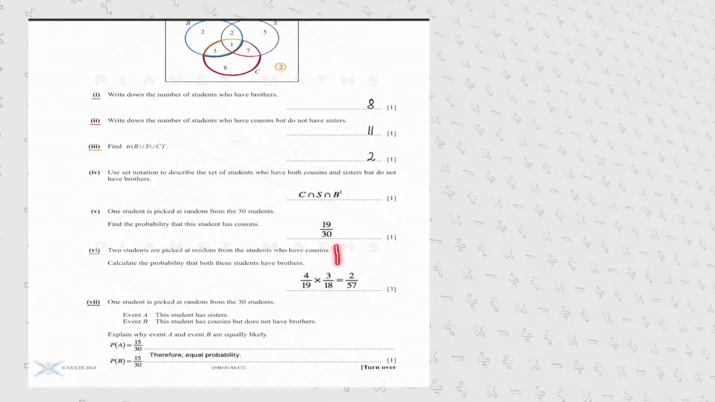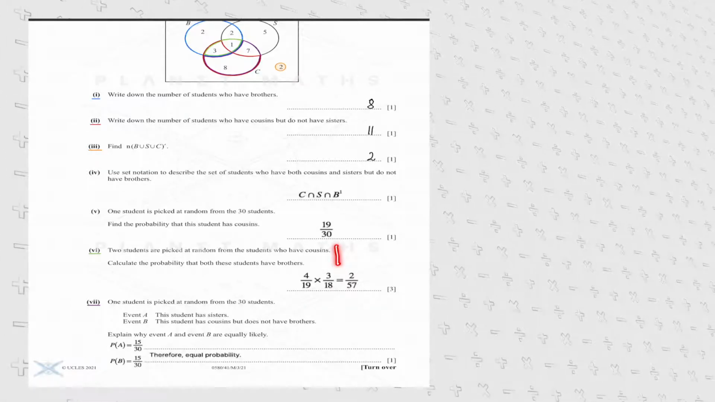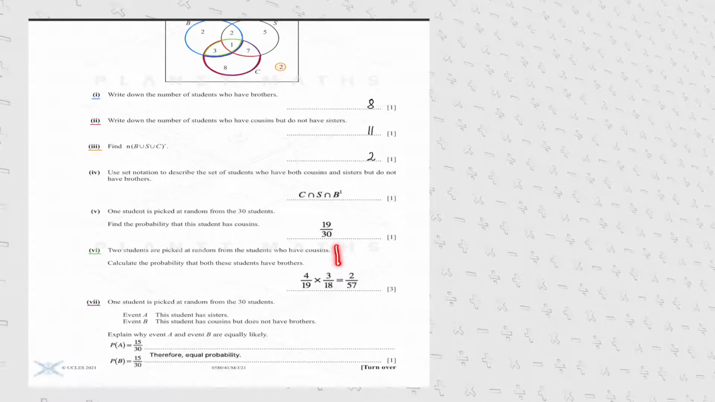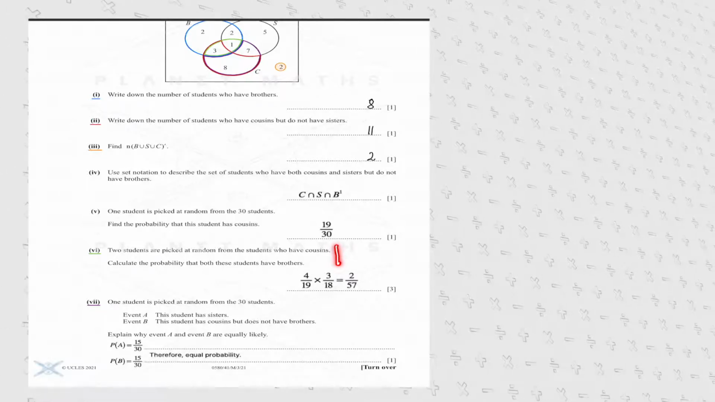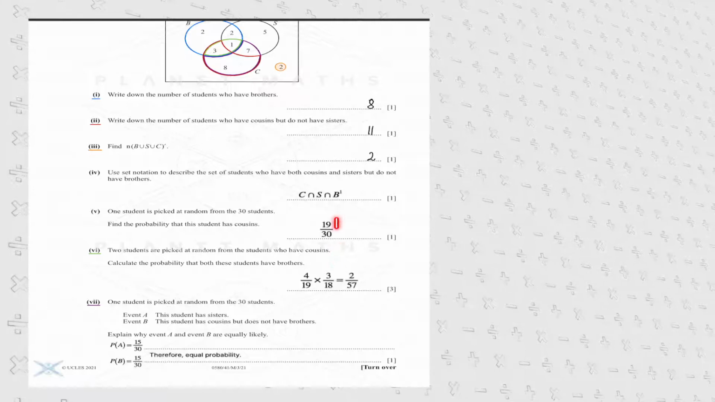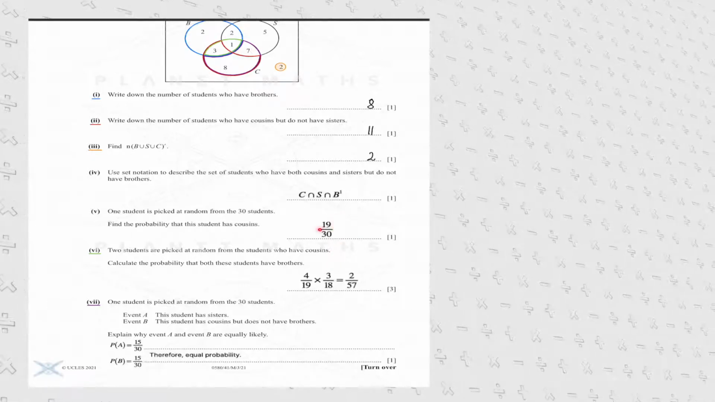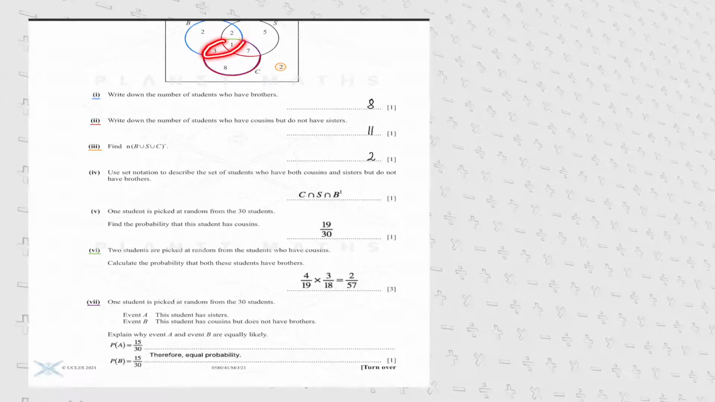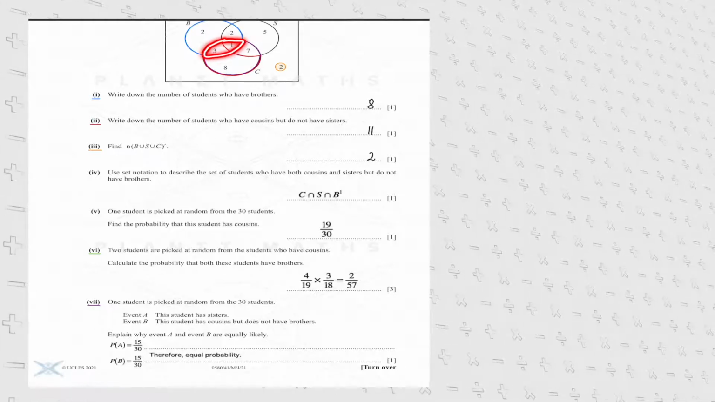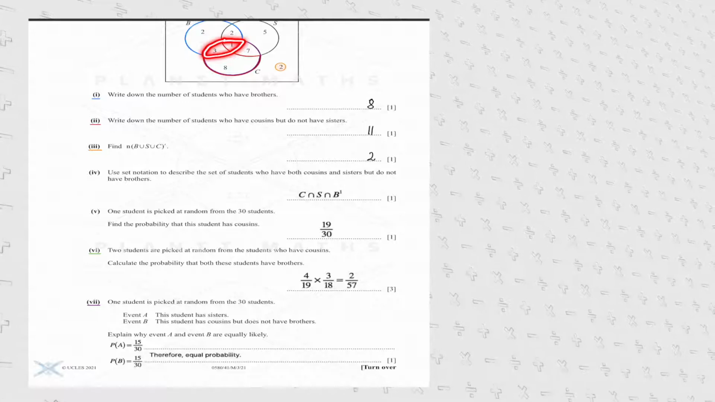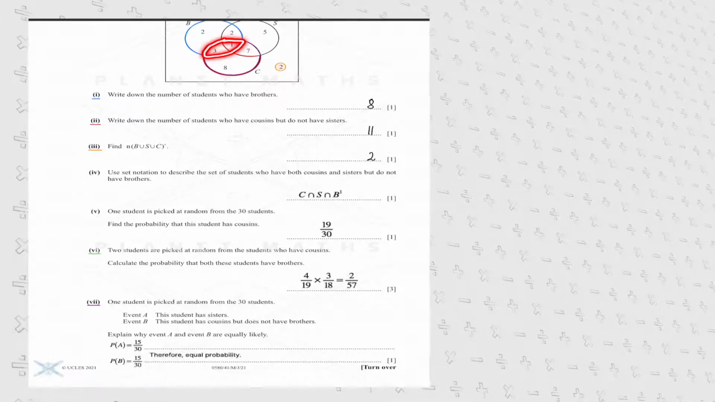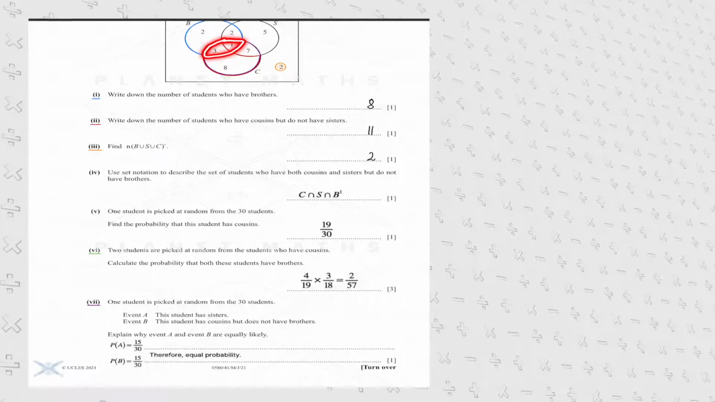Next on to part 6, where it said that 2 students are picked at random from the students who have cousins, and we are supposed to calculate the probability that both these students have brothers. From part 5 of this exercise, we know that there is a total of 19 cousins, and cousins who have brothers are represented by this segment of the Venn diagram. There are 4 students who have cousins and brothers, so the likelihood for the first student to be chosen at random who has a cousin but also a brother is 4 over 19.